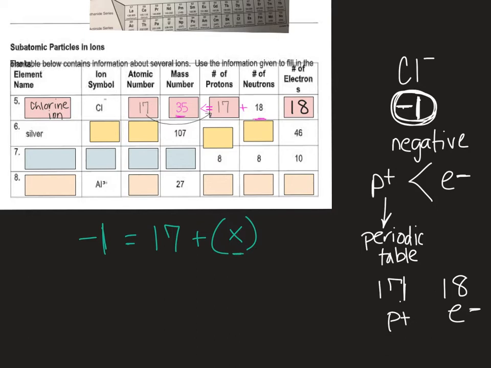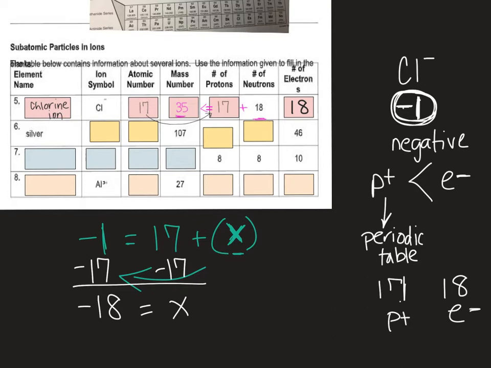How do you solve for x? You move any numbers to the other side. You leave your letter alone, you move everything else away from it. So in order to do that, we're going to subtract 17 from both sides, and you would get negative 18 is equal to x.